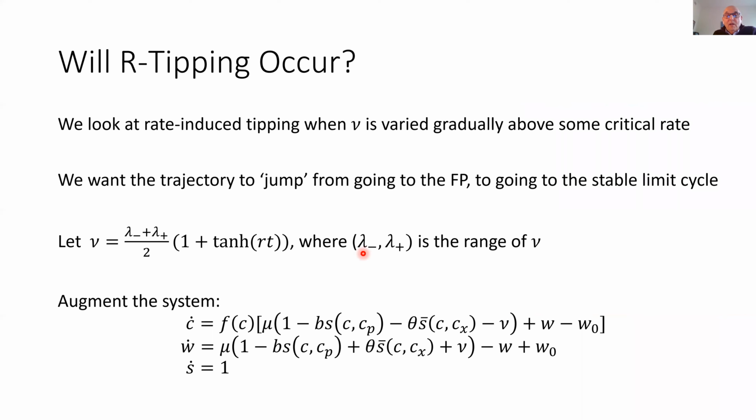So here's the statement. We wanted to jump from the fixed point to the stable limit cycle. We take this ramp function and we let R vary. So this is ramping between lambda minus at minus infinity and lambda plus at plus infinity. So S dot is equal to 1 here. You take S actually equal to T, not RT. So R is actually inside the parameter nu here. That's just the way that Katie set this up.